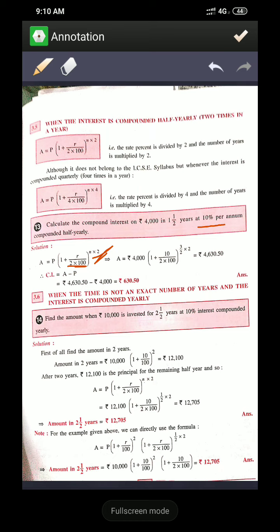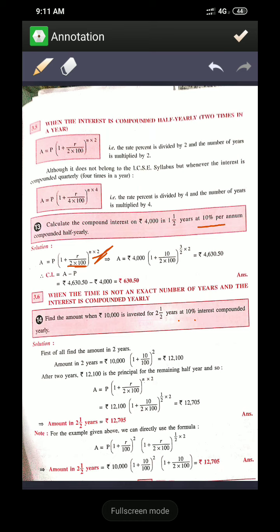Now see the second question. Find the amount when rupees 10,000 is invested for 2.5 years at 10% per annum. It is again 10% per annum. Here the interest is compounded yearly, and in the previous question it was half yearly. So this is 2.5 years.